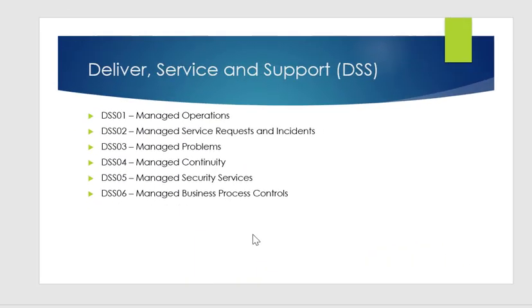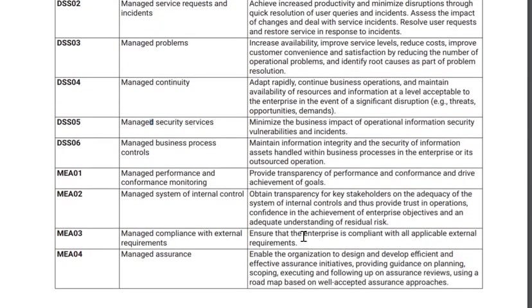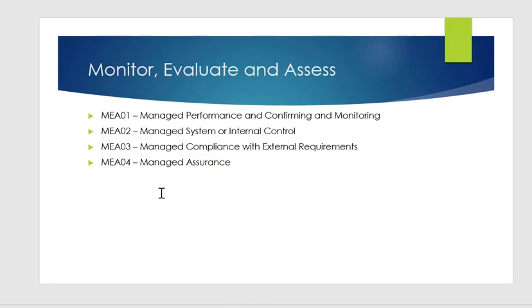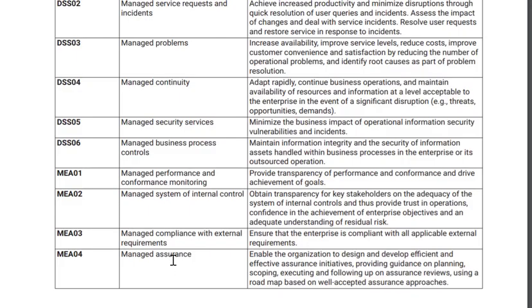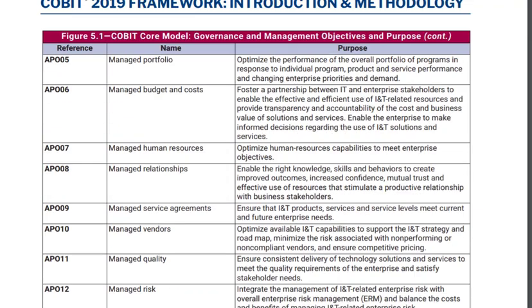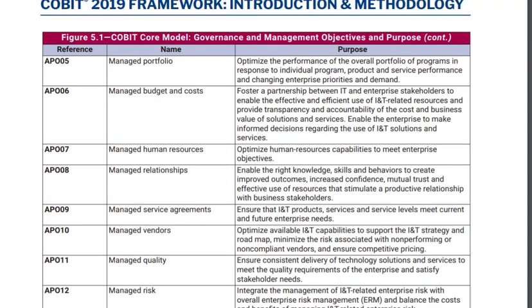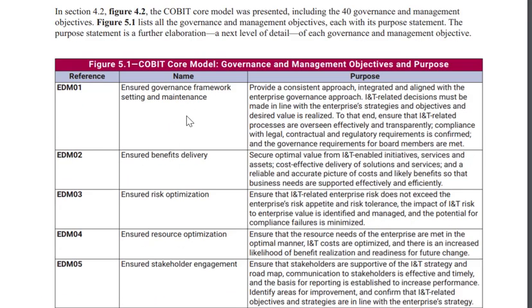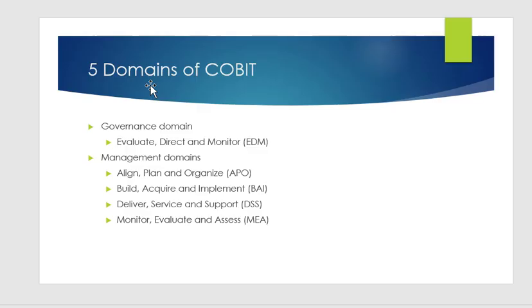For deliver, services, and support, there are 6 objectives, and again those are also listed out in the PDF document. And then for monitor, evaluate, and assess, there are 4, and those are also listed out here. And you can see through these objectives a lot of the security, change management, data privacy, managing assets, managing security are all called out in here. What you'll be doing in your group project is when you are writing your policy, process, and control, you'll be tying it back to one of these objectives, which again ties back to one of these 5 COBIT domains.